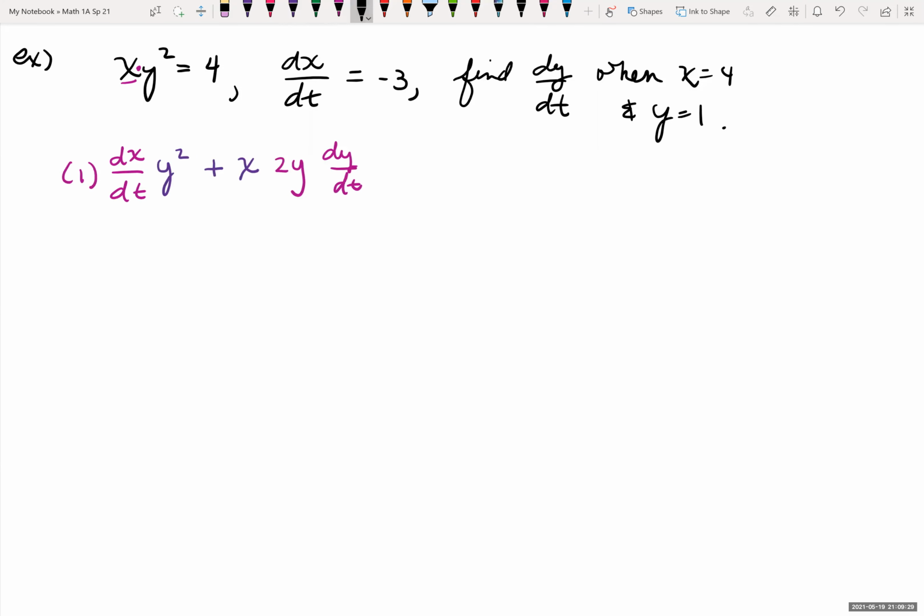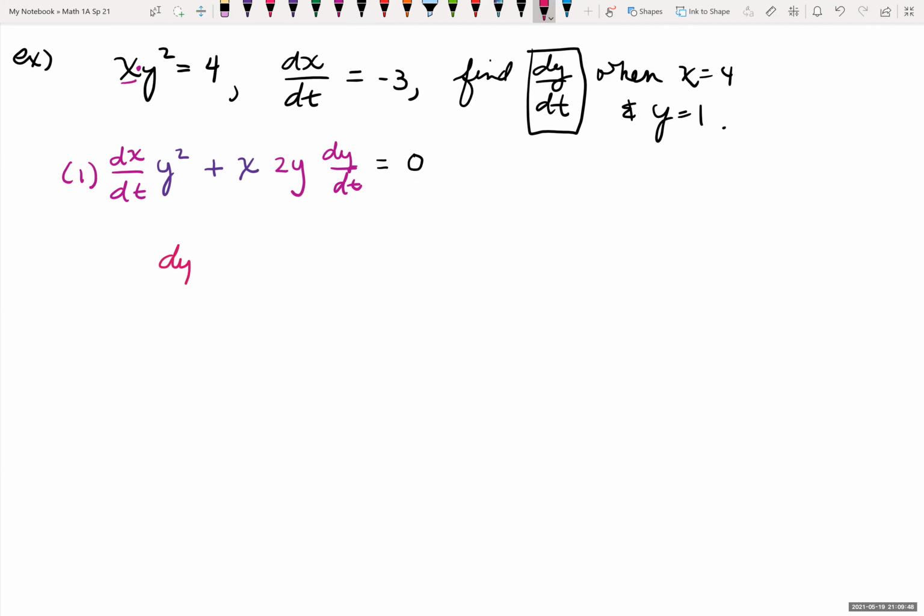This is equal to the derivative of 4, which is 0. So we can go ahead right now and plug things in, or we can solve for dy dt, isolating that. On this problem, it wasn't too bad to do that.